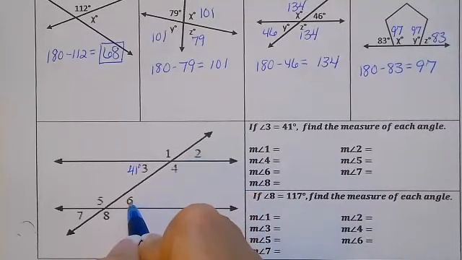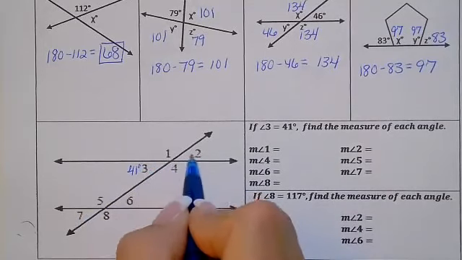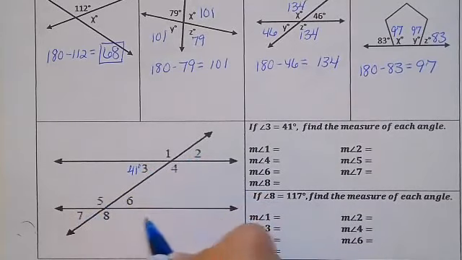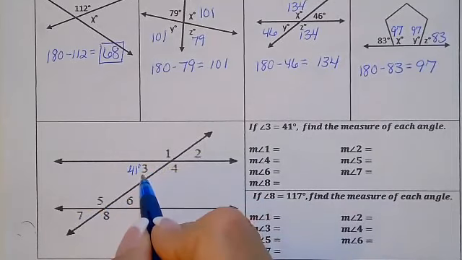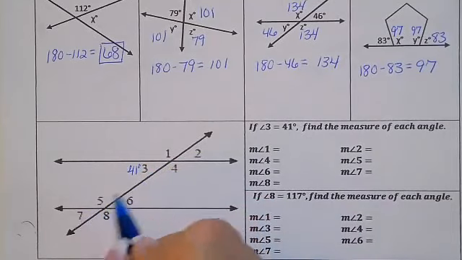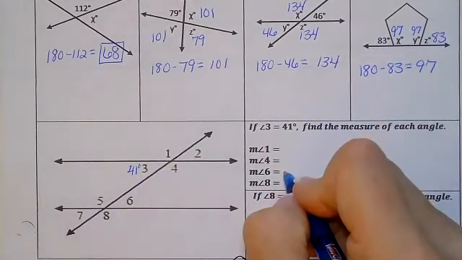These are congruent, 41 degrees. And these are vertical, 41 degrees. So once you know what one acute angle is, you know what all of the acute angles are. So that means that angles 2, 3, 6, and 7 are all 41 degrees.